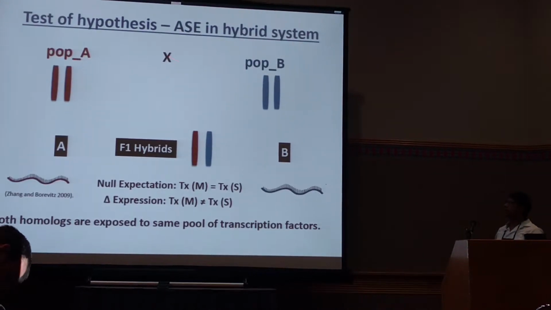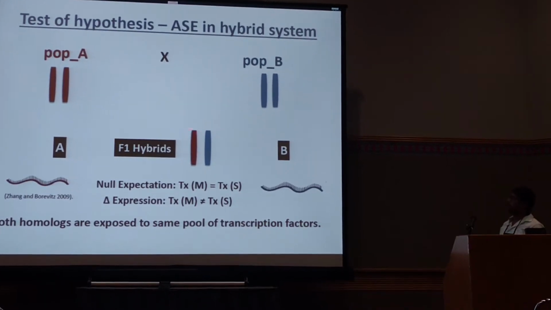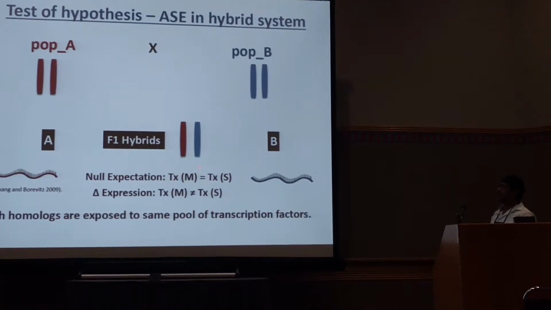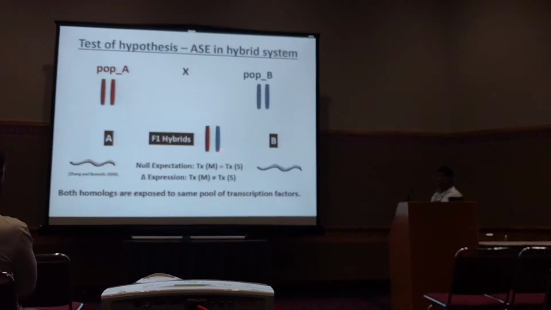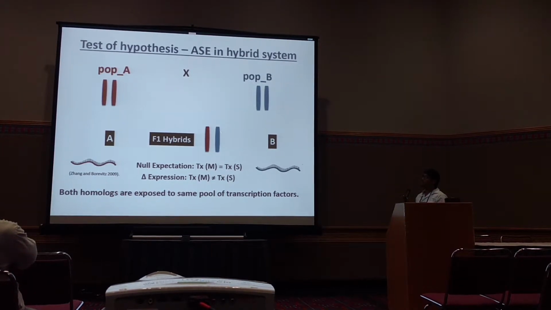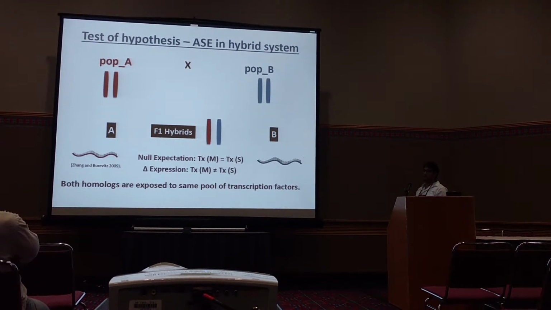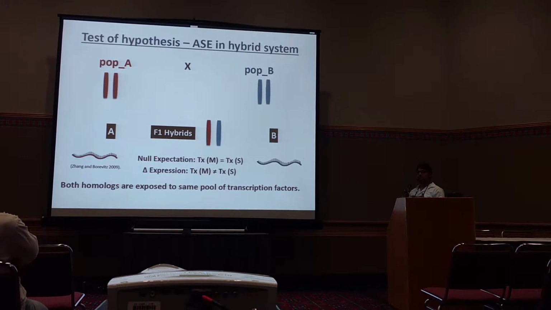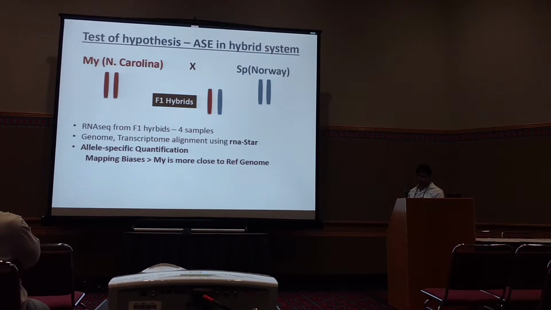To test that hypothesis, I took a hybrid system where I would cross population A with population B and create an F1 hybrid, and try to test statistically if the allele from population A is expressed equally or differently than the allele from population B. Using a hybrid system was a very strong approach because both homologous chromosomes are exposed to the same pool of transcription factors. So that gives you a very good idea if the variation is emanating from cis variation.